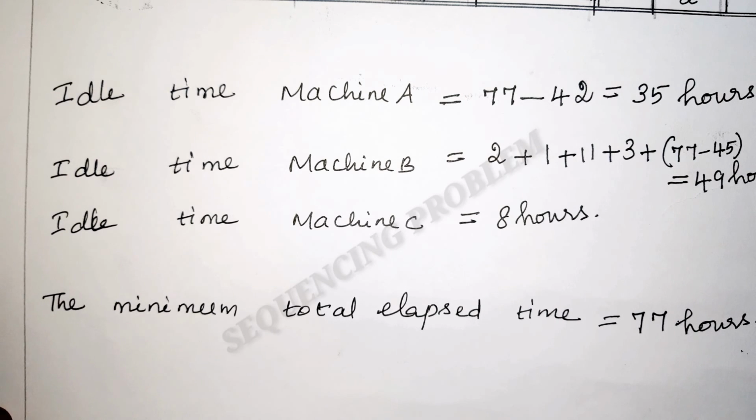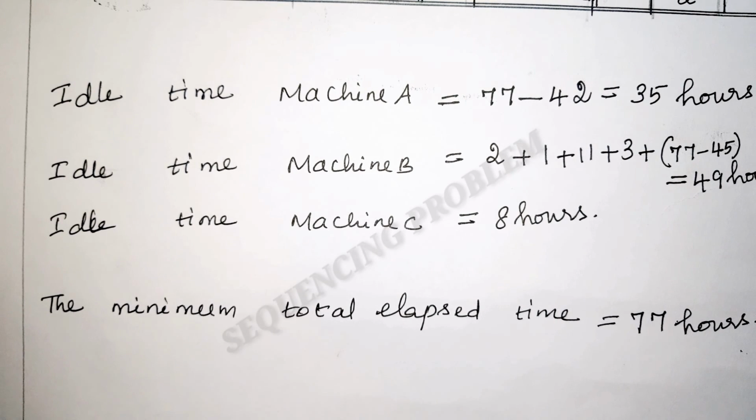In this way you have to find the minimum total elapsed time for the given sequencing problem. If you have 3 machines, first you have to convert the 3 machine problem into a 2 machine problem, and then you have to find the optimum sequence. For finding the optimum sequence we need the 2 machine problem. And then you find time in and time out for all the 3 machines. After that you will get idle time for all the 3 machines, and also we get the minimum total elapsed time to complete all the jobs.